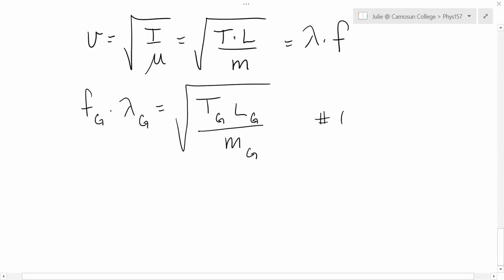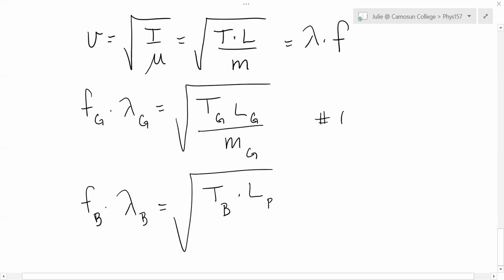But this is also true for the B string. Frequency of the B string, wavelength on the B string for the fundamental is the tension in the B. These are independent strings. Now they would tend to be the same length if they're on the same instrument, but if you put your finger down, then you're going to change the length. So see what's going on here, and mass of the B. Okay, that's number 2.